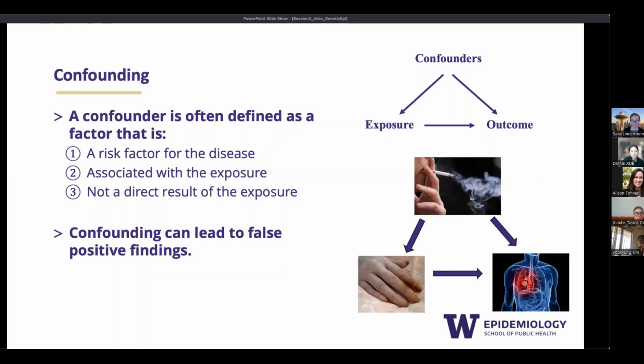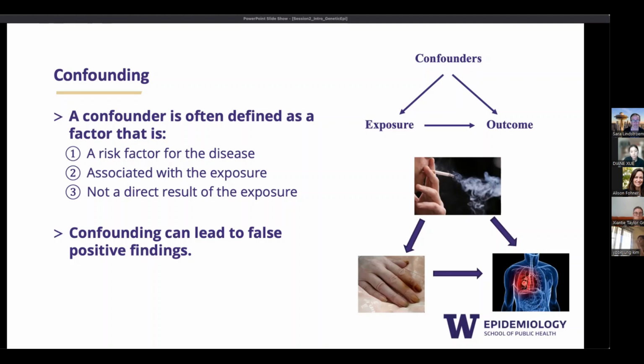I have an example here with this three-triangle. You've noticed that there's an association between having yellow fingertips and lung cancer. Of course, having yellow fingertips doesn't cause lung cancer per se, but there is a common risk factor for both, and that is smoking exposure. So in this case, smoking is a confounder for the association we see between yellow fingertips and lung cancer. Confounding can lead to false positive findings when it induces an association between yellow fingertips and lung cancer.